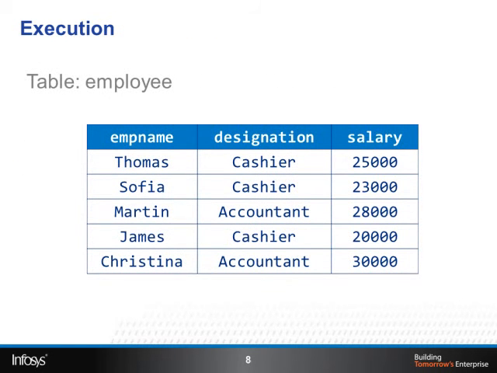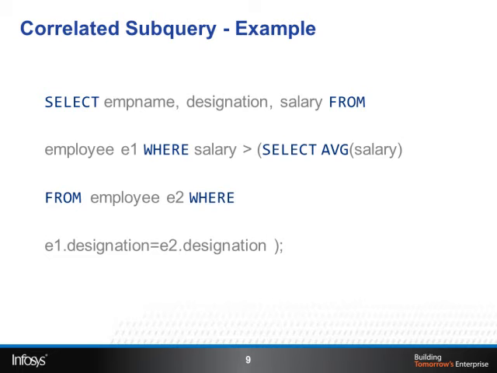The first designation appearing in the table is cashier. Hence, salaries of Thomas, Sophia, and James are considered. The average of their salary is arrived at. Accountant is the other designation, and therefore the salaries of Martin and Christina are considered. The average is computed. This is the query to fetch the solution for the requirement.